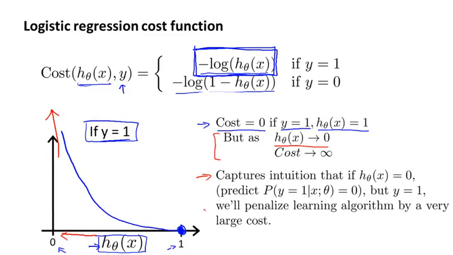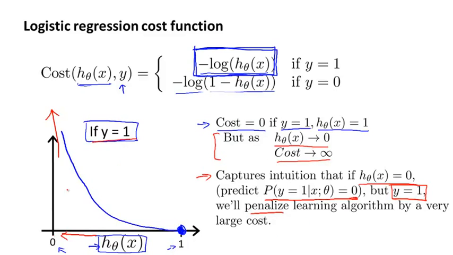And what this does is it captures the intuition that if a hypothesis outputs 0, that's like saying our hypothesis is saying the chance of y equals 1 is equal to 0. It's kind of like going to a medical patient and saying the probability that you have a malignant tumor, the probability that y equals 1, is 0. So it's like absolutely impossible that your tumor is malignant. But if it turns out that the patient's tumor actually is malignant, so if y is equal to 1, even after we told them that the probability of it happening is 0, so it's absolutely impossible for it to be malignant, then if we told them this with that level of certainty and we turn out to be wrong, we penalize the learning algorithm by a very, very large cost. And that's captured by having this cost go to infinity if y equals 1 and h of x approaches 0.